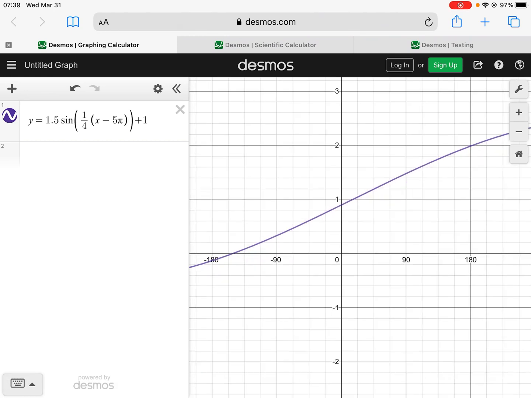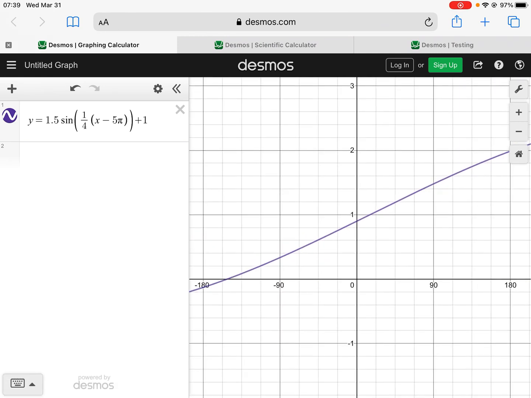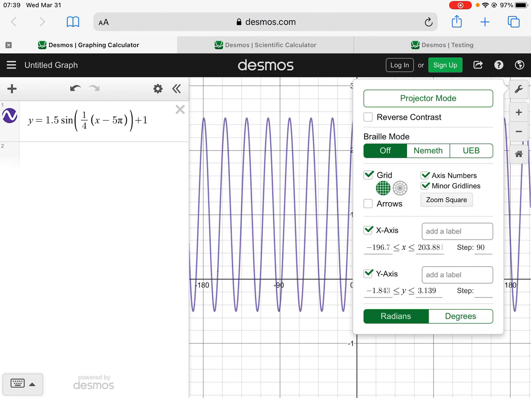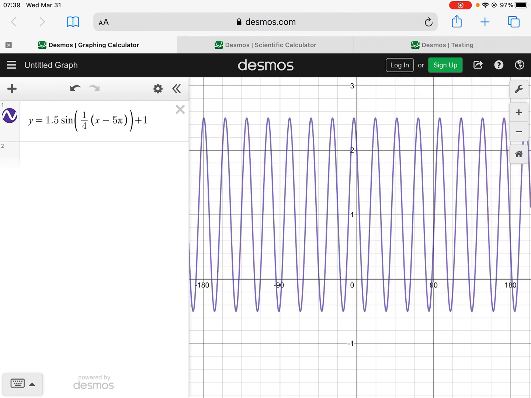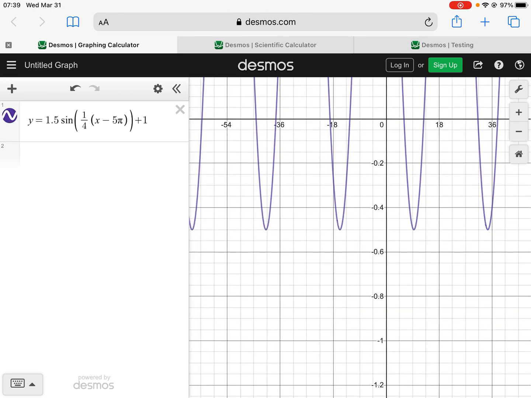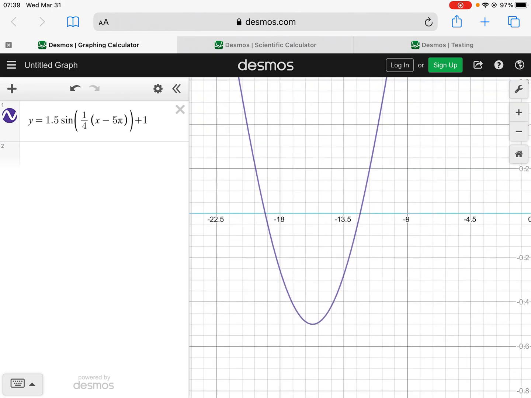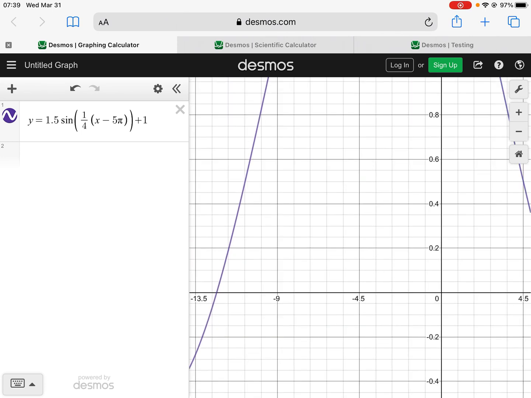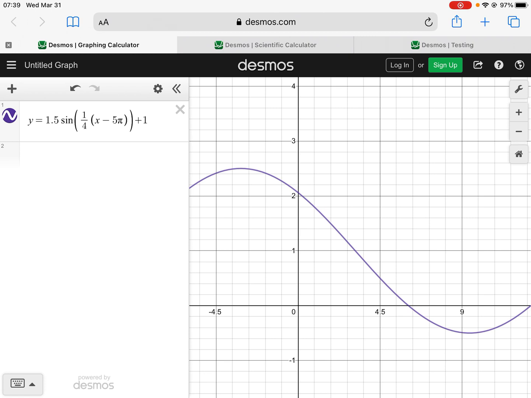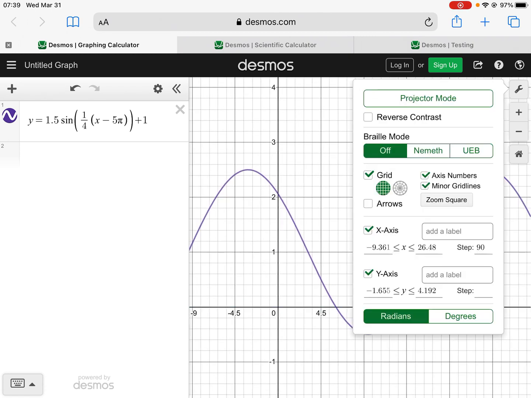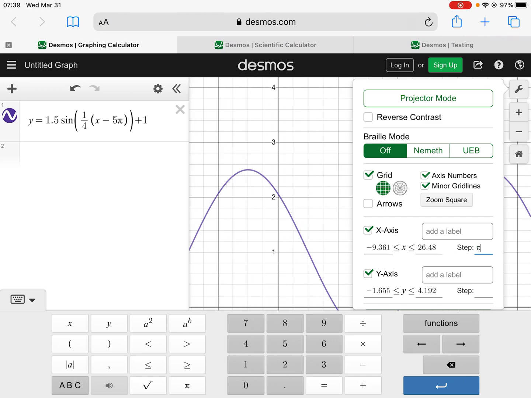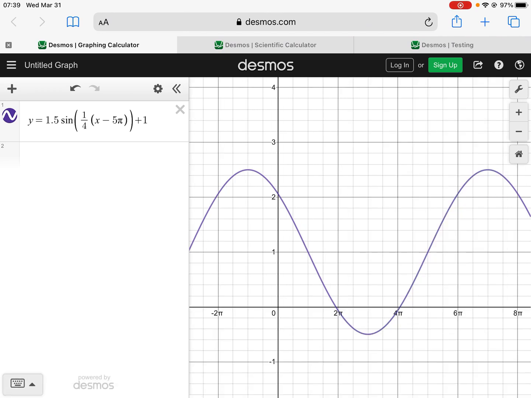Now you'll notice this doesn't really look good right now. And that's because we need to switch to radians mode. And it still doesn't look good because notice my axes are still off. So what I'm going to do is go ahead and zoom in so that I'm in kind of the right spot here. Let's go ahead and switch our step. Instead, we'll go by pi.